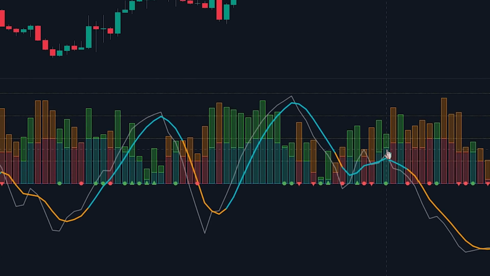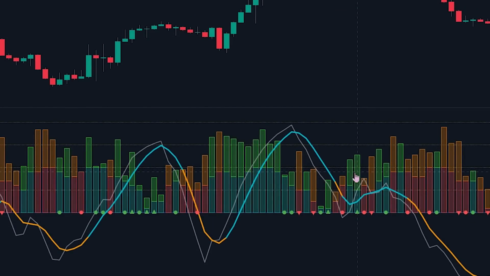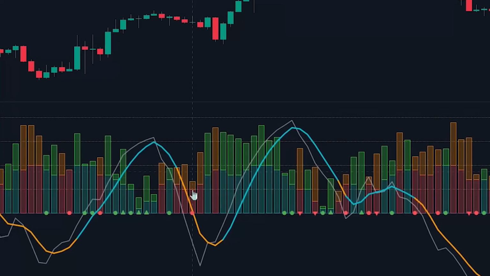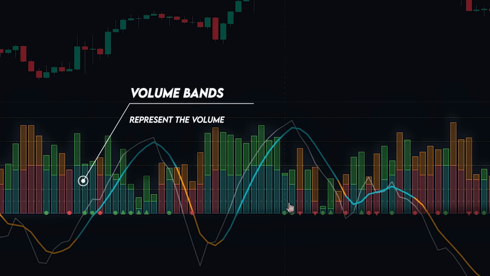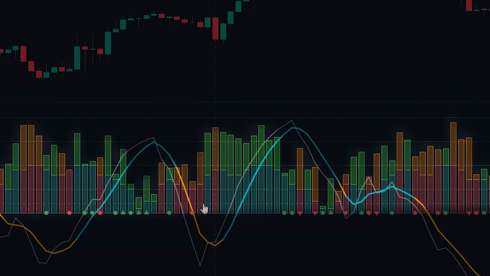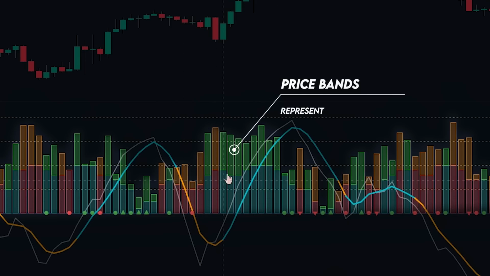The next component of the indicator is the bars that are displayed behind the lines. These bars represent two things, the first of which is volume. Volume is a measure of the number of shares or contracts traded during a given period. By looking at the length of the volume bar, we can determine how much bullish or bearish volume is currently present. The second aspect represented by the bars is the price.